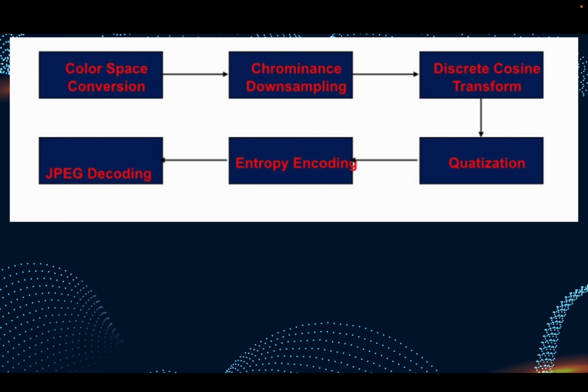So these are total 6 steps. Color space conversion, which we have learnt just now, chrominance downsampling, discrete cosine transform, fourth is quantization, fifth is entropy encoding, and sixth is JPEG decoding.